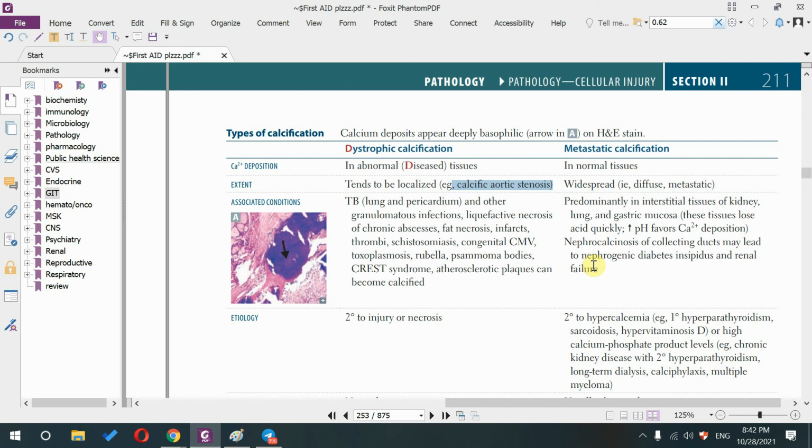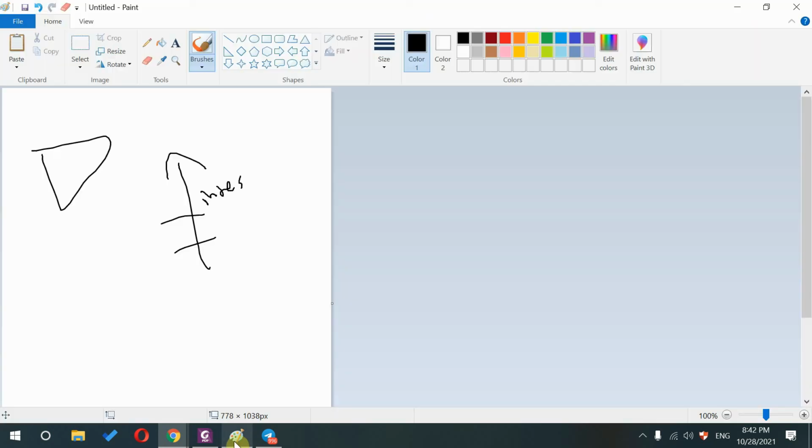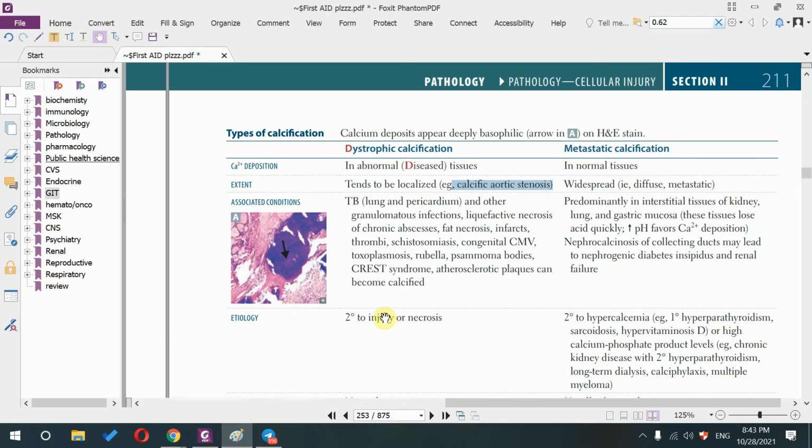Okay, so congenital CMV can lead to periventricular calcification, and so can toxoplasmosis. How can I differentiate between CMV and toxoplasmosis? It's pretty easy, actually. In toxo, the calcifications are intraparenchymal. While in CMV, they are periventricular, around the lateral ventricles inside of your brain. So these calcifications are both intracranial, but in toxo, it's all over the place. In CMV, it's only around the ventricles. This is how you differentiate between the two.